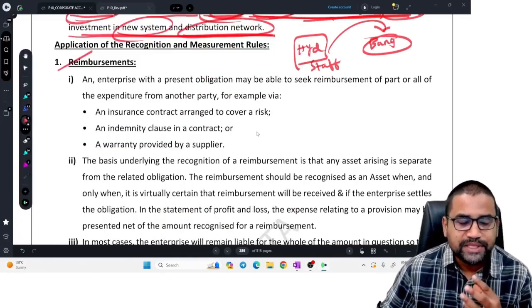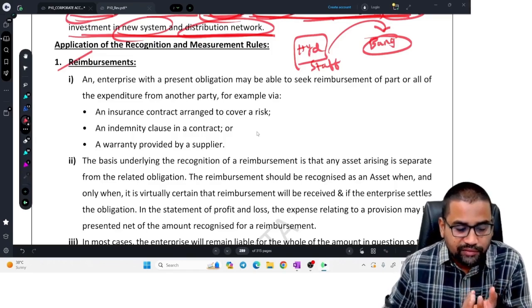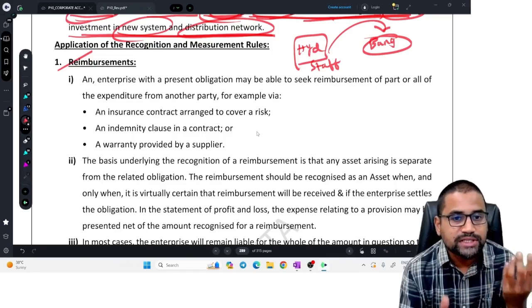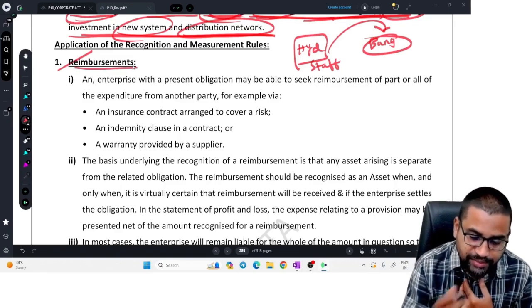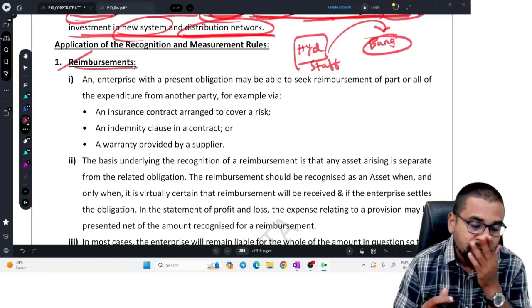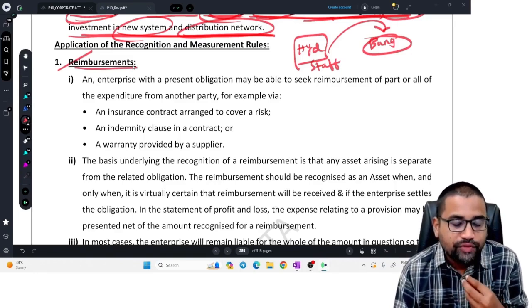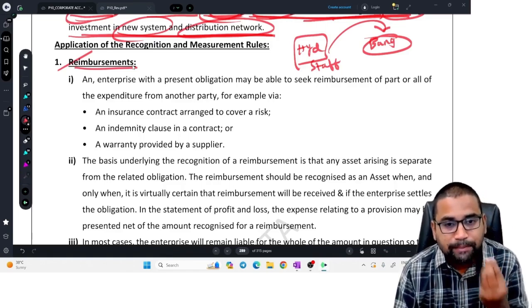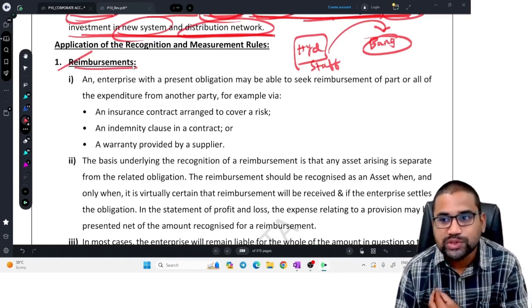So what is this reimbursement? See, when we are going to incur something, if out of this amount, some amount is coming from outside or from other sources, that we call reimbursement. Suppose we have an obligation. Out of whatever amount we are going to incur for that obligation, either part of the amount or the full amount may come from outside sources as a reimbursement.